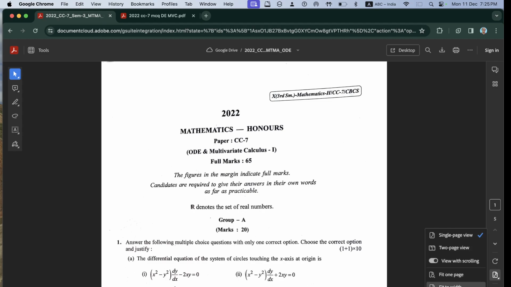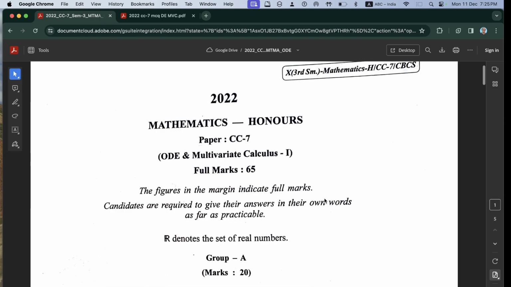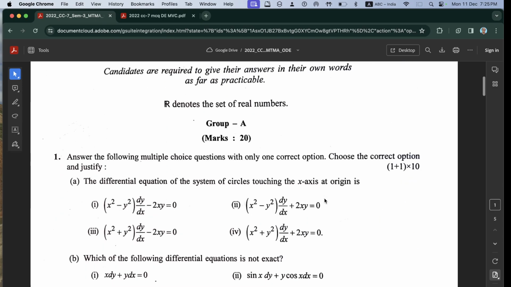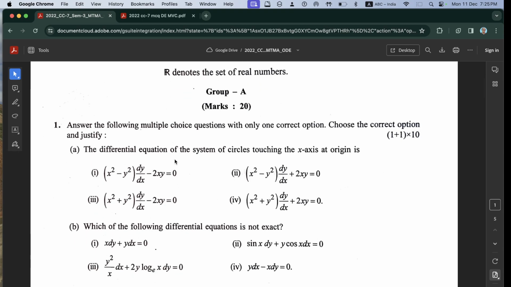The question paper, 2022 paper CC-7, question 1A. The differential equation of the system of circles touching the x-axis at origin is what?